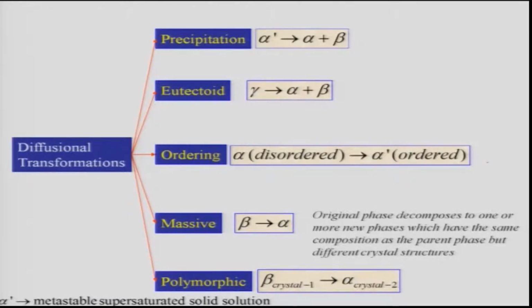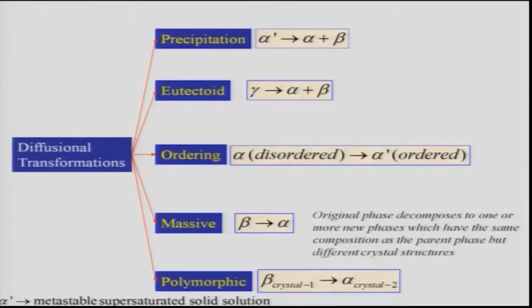Then the important transformation in the solid state which requires diffusion of these atomic species is eutectoid, and the transformation is gamma going to alpha plus beta. You can also have a transformation known as ordering, where alpha, which is in a disordered state, can go to an ordered state. That also needs the movement of the atoms from one part of the crystal to the other part of the crystal. You can also have a massive transformation, in which there is no compositional change, only beta goes to alpha. Or you can also have a polymorphic transformation, which is very common.